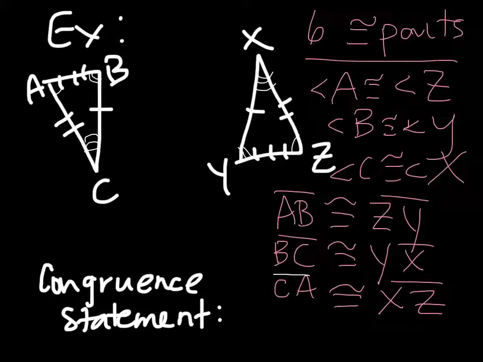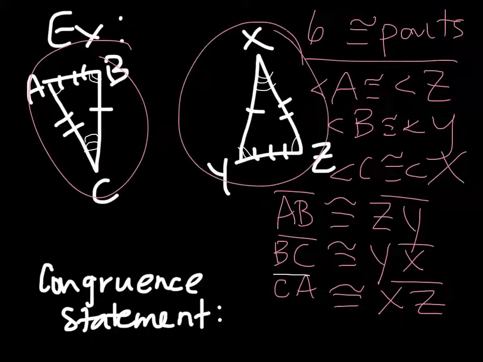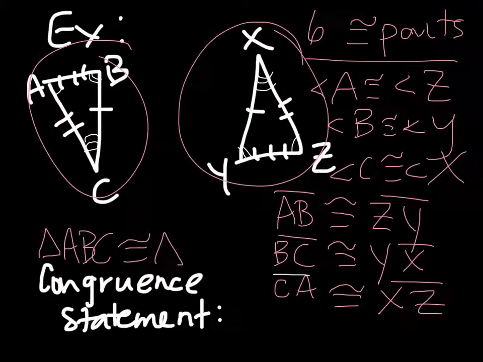Now I can also make a congruence statement, and what that is, is comparing this entire triangle and saying how it's congruent to this triangle. So just for space, I'm going to put mine up here. My congruence statement would be triangle ABC is congruent to triangle, and this is where I have to be careful of the order I put the letters. Z, because it's congruent to A, B is congruent to Y, and X. And so that would be my congruence statement.